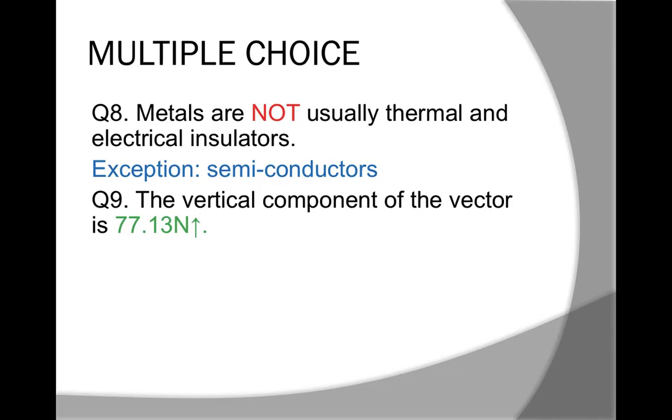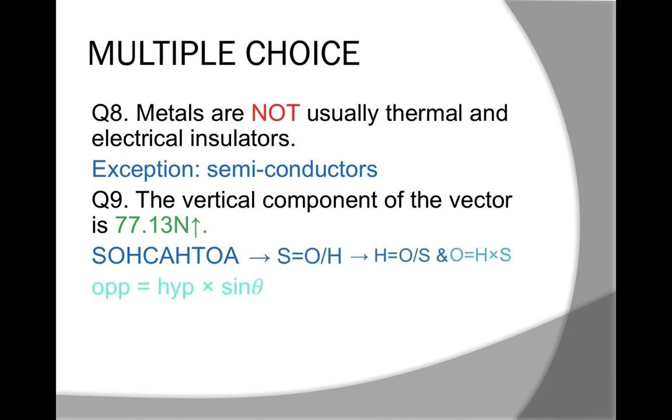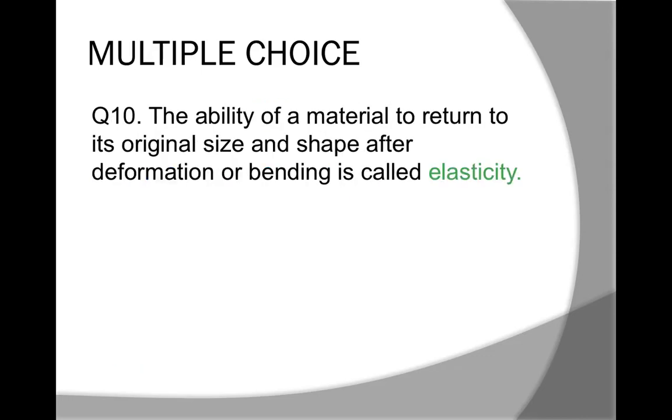It's always important when you give answers to give both the unit and the direction if it's a vector. I'm going to explain that using SOHCAHTOA. We're using sine equals the opposite over the hypotenuse, which we can rewrite as opposite equals hypotenuse times sine theta. In this case, the vertical component is 120 times sine 40, which is 77.13.